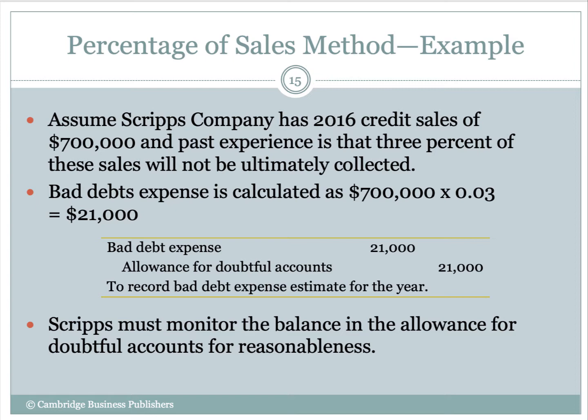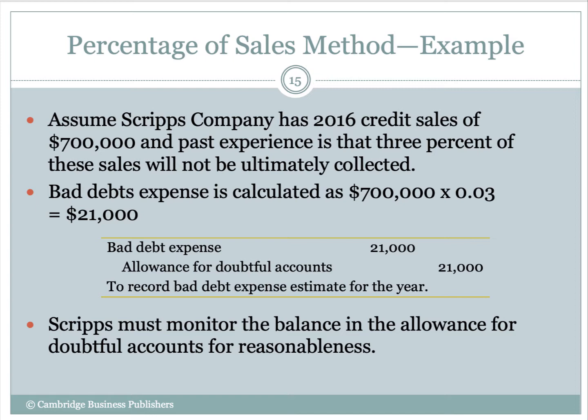So let's look at an example, right? Percentage of sales method. Let's assume that Scripps Company has 2016 credit sales of $700,000. Past experience says that 3% of these sales will not be collected, okay? So we need to calculate bad debt expense.